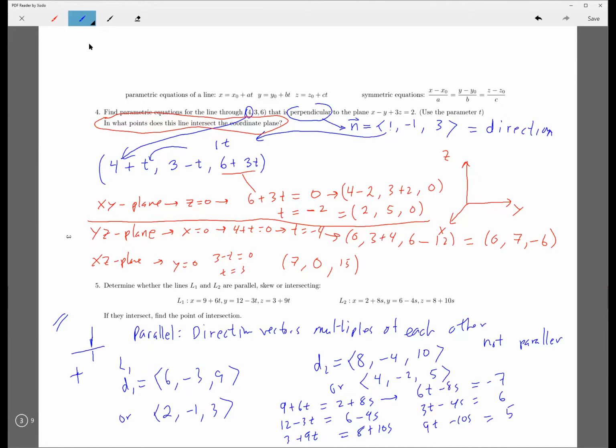I can tell already that there's no way you can even solve these first two, because if you multiply the second equation by 2, you get 6t minus 8s equals 12, right? So you can't have 6t minus 8s being equal to -7 and simultaneously equal to 12. So right there, that means there's no solution. So that means that they're skew.